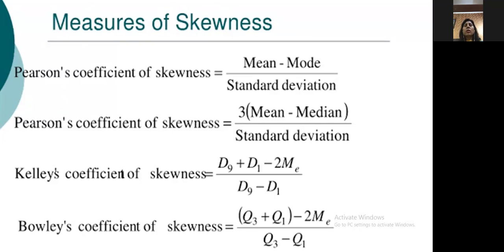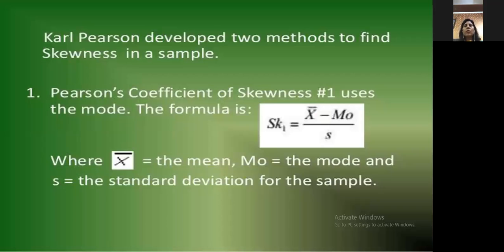Measures of skewness are Pearson's coefficient of skewness. Pearson's coefficient of skewness is actually of two categories. The first, in which we use mode as a difference from mean, and the second, in which we use median as a difference from mean. The next is Kelly's coefficient of skewness, and the last is Bowley's coefficient of skewness. In Kelly's coefficient of skewness, we use deciles, and in Bowley's coefficient of skewness, we use quartiles. We will understand all these coefficients of skewness one by one. So let's move.